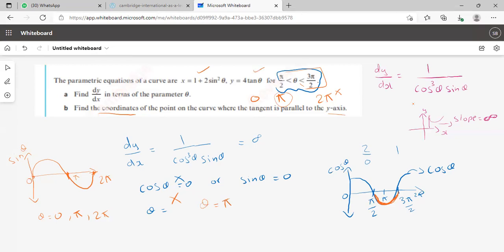Okay, so what are the answers? Let's just do it. x equals 1 plus 2 sine square pi, and the answer would be 1. Why? Because sine pi is 0, so sine square pi would also be 0. y is 4 tan pi, right? That will also be 0. Excellent, very good. So the point would be 1, 0. Excellent, right? Is this example clear? Yes.